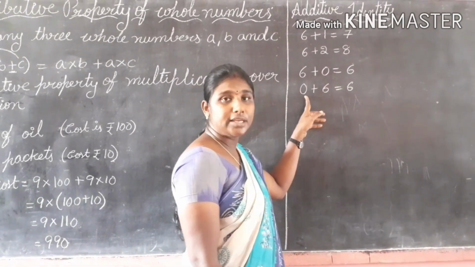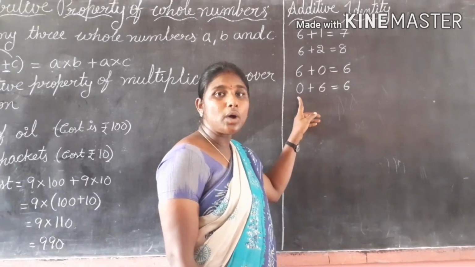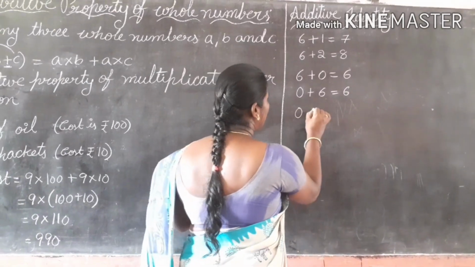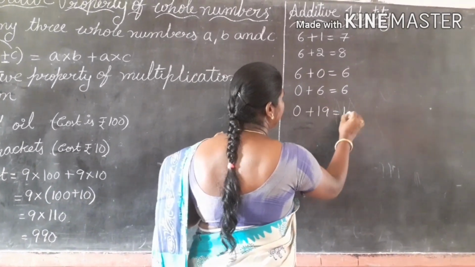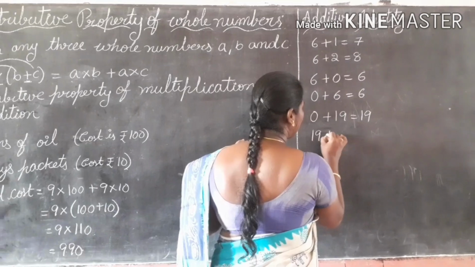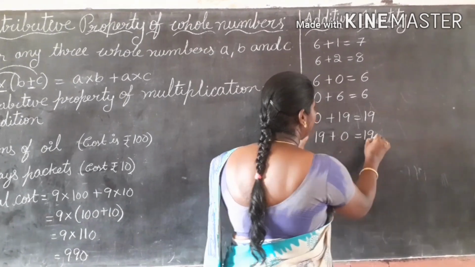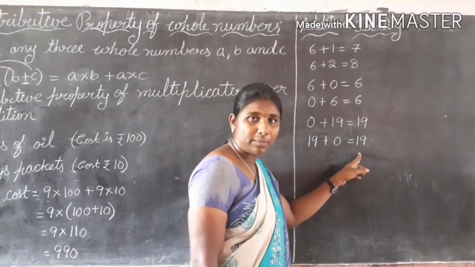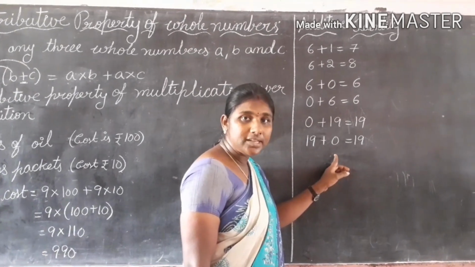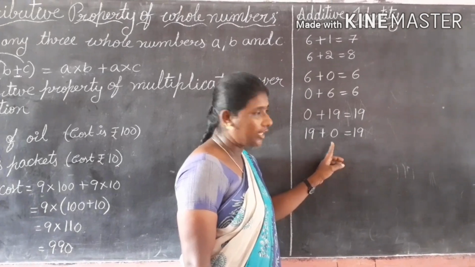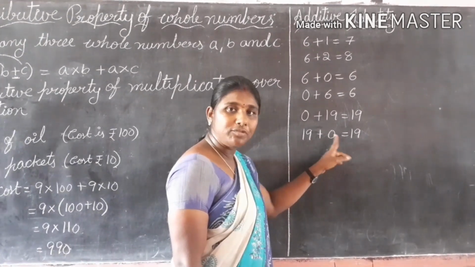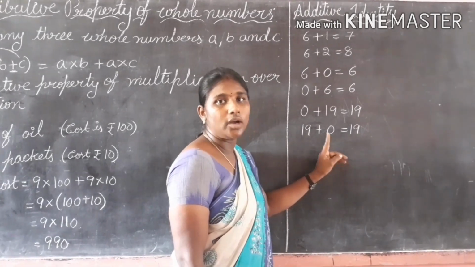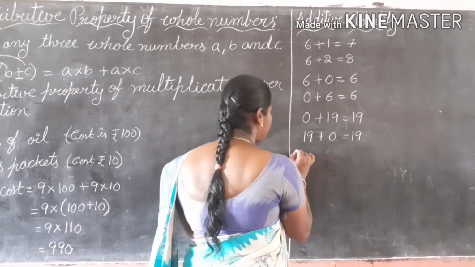That means this 0 is called the additive identity. 0 plus 19 is equal to 19. 19 plus 0 is equal to 19. If we add 0 to any whole number, we will get the same number. It will not change. That's why 0 is called the additive identity.